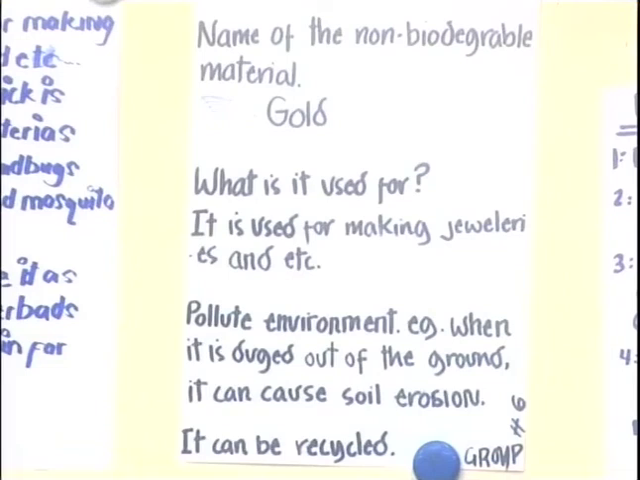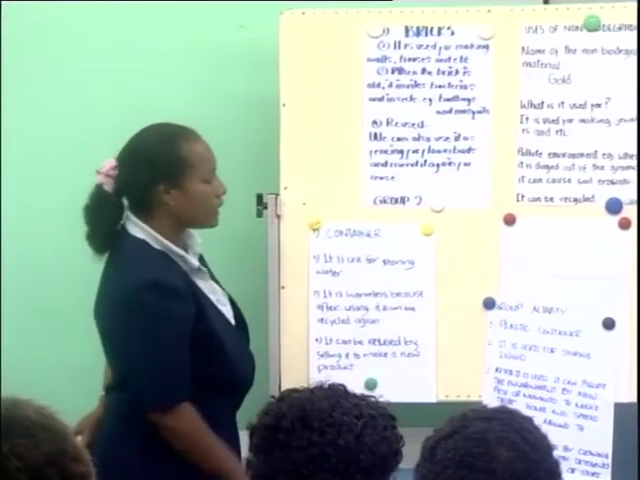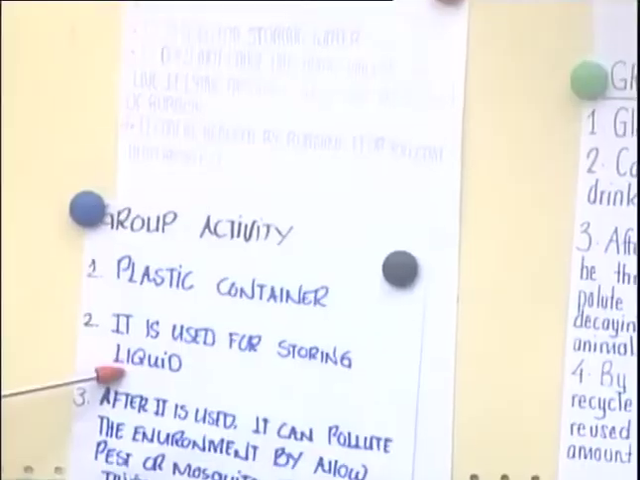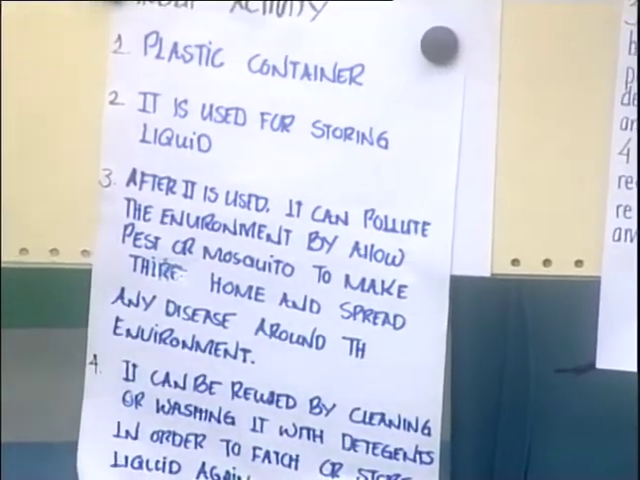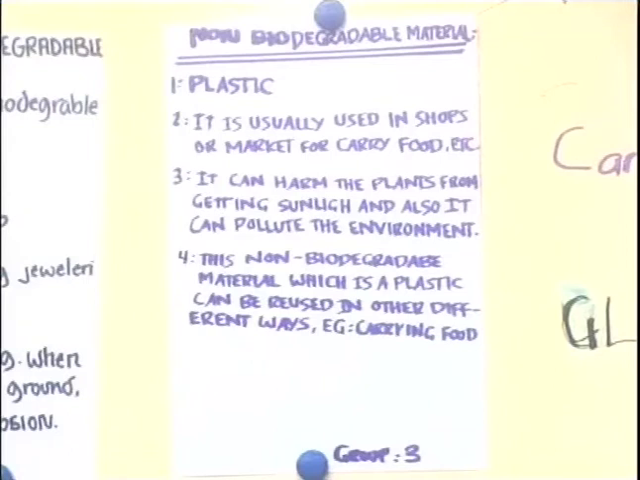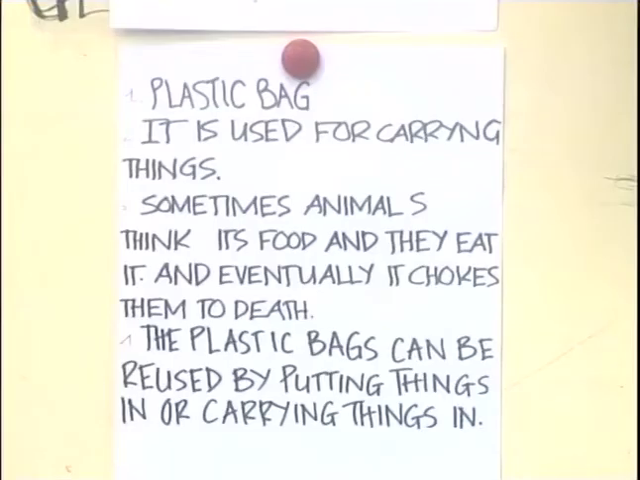Plastic, let's see plastic. Many groups said it is used for storing water. Yes, liquid here. Plastics are usually used in shops or the market for carrying food. What about the bottle? What is it used for? Storing water or any liquid. And plastic bag, your answer is the same as this group. All right? Now, the next question.